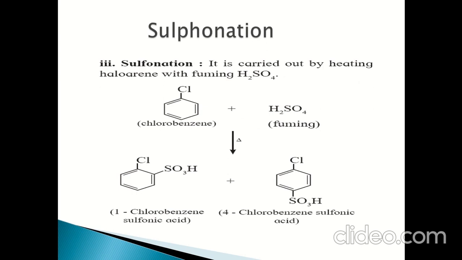Sulfonation. The sulfonation reaction is carried out by heating haloarene with fuming sulfuric acid. Now in this example, chlorobenzene is treated with sulfuric acid. It gives two products, 2-chlorobenzene sulfonic acid and 4-chlorobenzene sulfonic acid. So the sulfonic acid group is obtained at the second position as well as at the fourth position.